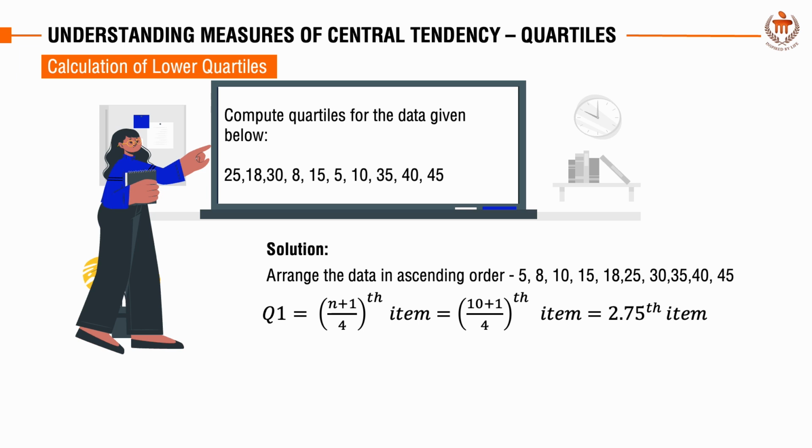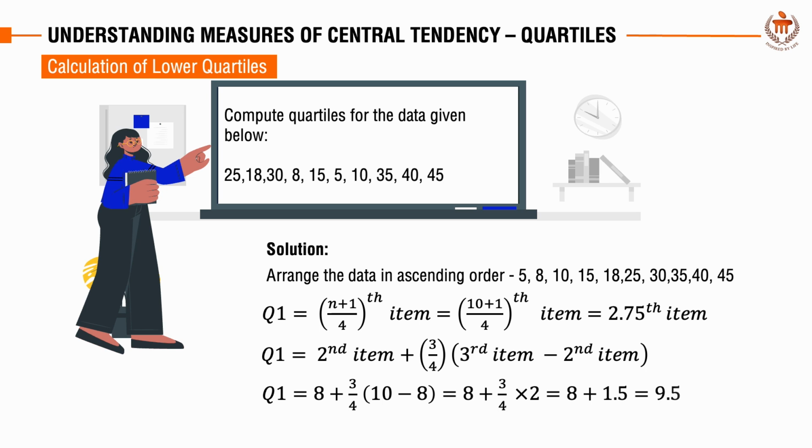To find the 2.75th observation, I have to apply the interpolation formula, where the 2.75th observation is the second observation plus 0.75, which I can write as 3 by 4, into the third observation minus the second observation. Your second observation is 8 and your third observation is 10. So 8 plus 3 by 4 in brackets 10 minus 8. 10 minus 8 is 2. 2 into 3 by 4 is 3 by 2. 3 by 2 is 1.5.